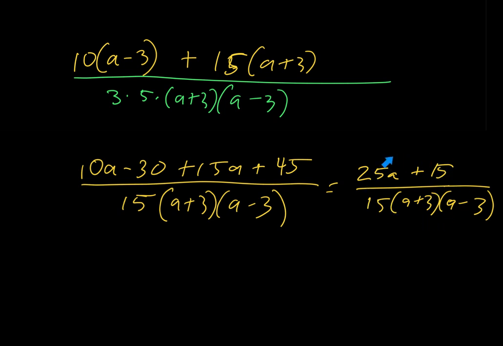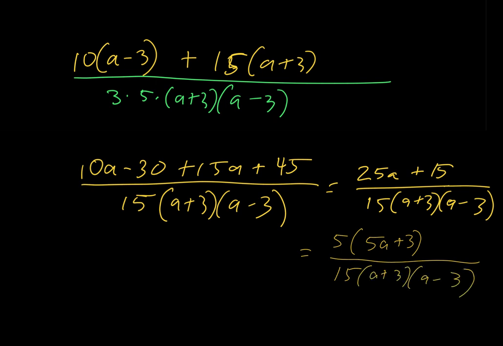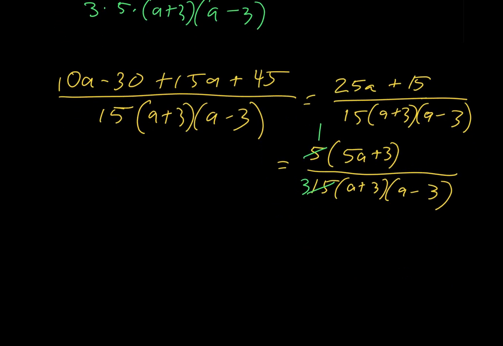Almost done. That numerator can be factored once I've combined it. They're both divisible by 5. 5 times a plus 3, over 15 times a plus 3, a minus 3. And then 15 and 5 are reducible, 1 and 3. For a final answer of 5 times a plus 3 over 3 times a plus 3, a minus 3.